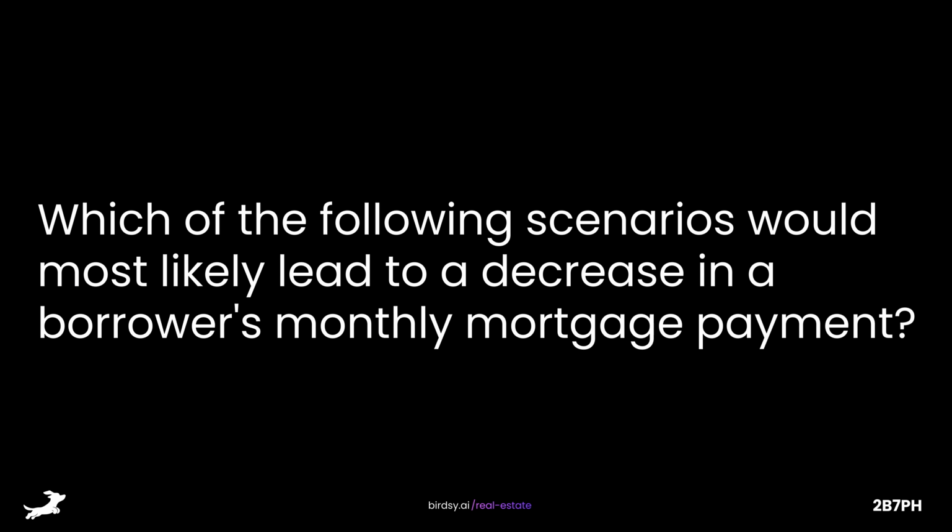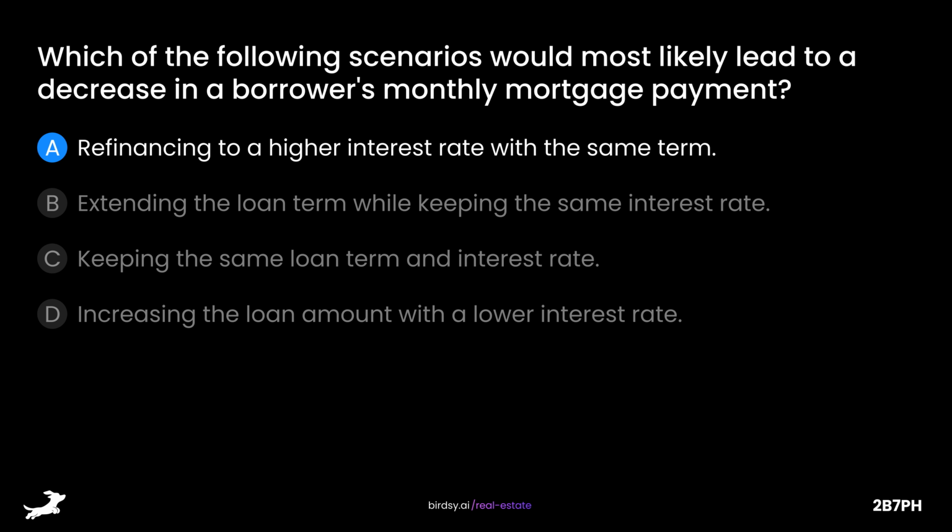Which of the following scenarios would most likely lead to a decrease in a borrower's monthly mortgage payment? Is it A. Refinancing to a higher interest rate with the same term, B. Extending the loan term while keeping the same interest rate, C. Keeping the same loan term and interest rate, or D. Increasing the loan amount with a lower interest rate?